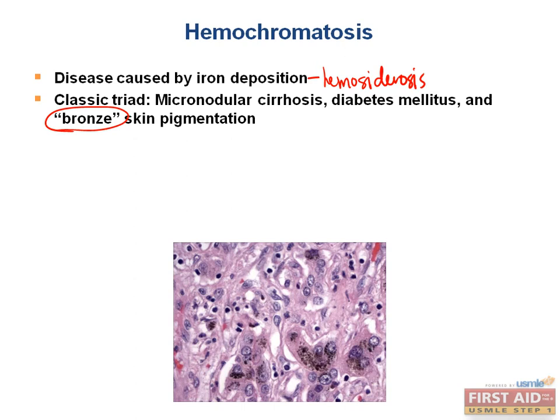The cirrhosis gives an increased risk of hepatocellular carcinoma, as well as congestive heart failure. A mnemonic that may help you with this is hemochromatosis can cause deposits. H stands for the hepatocellular carcinoma risk, C for cirrhosis and congestive heart failure, and D for diabetes mellitus.